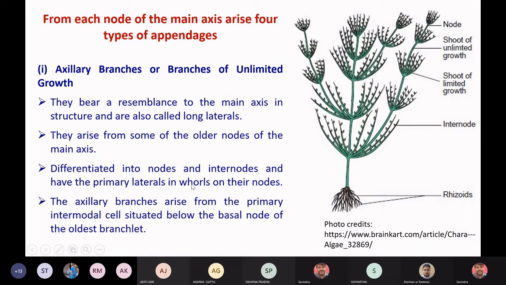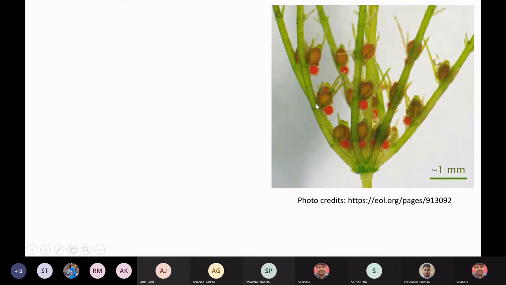And they have the primary laterals inward, and axillary branching arises from the primary internodal cell situated below the basal node of the oldest branchlet. So these 2 points we will discuss in the next slide. तो अगर हम बात करते हैं कि unlimited growth की, they can arise from any node but not from all nodes of main axis. They are exactly the same like your main axis because they are also divided into nodes and internodes.